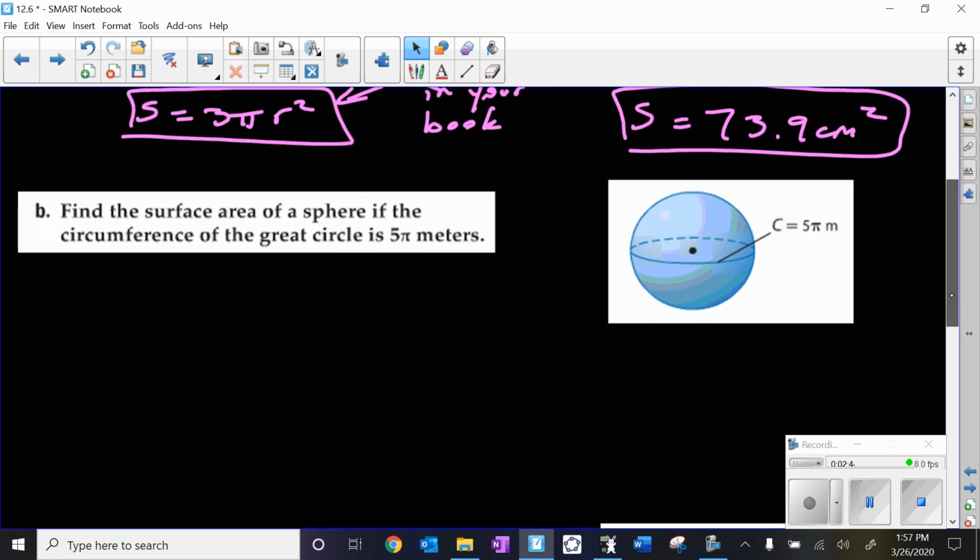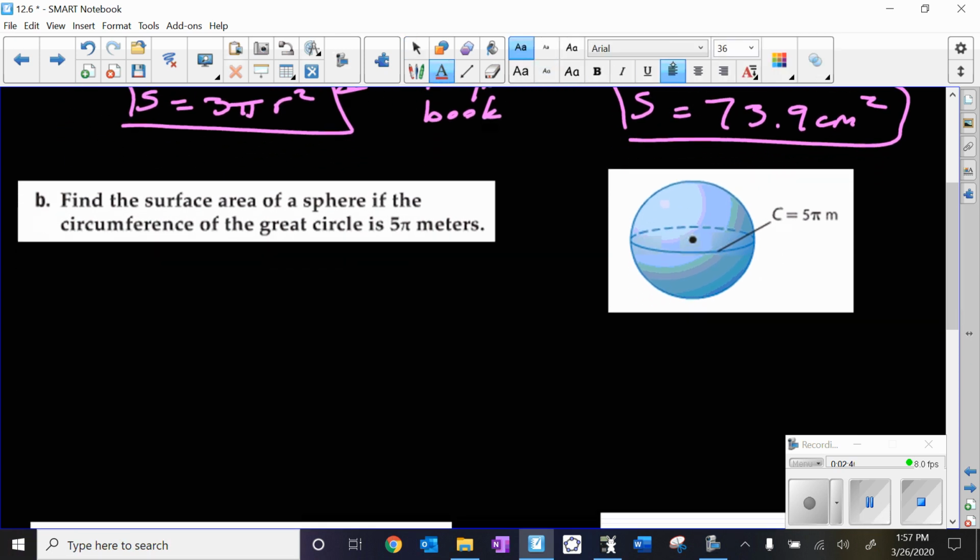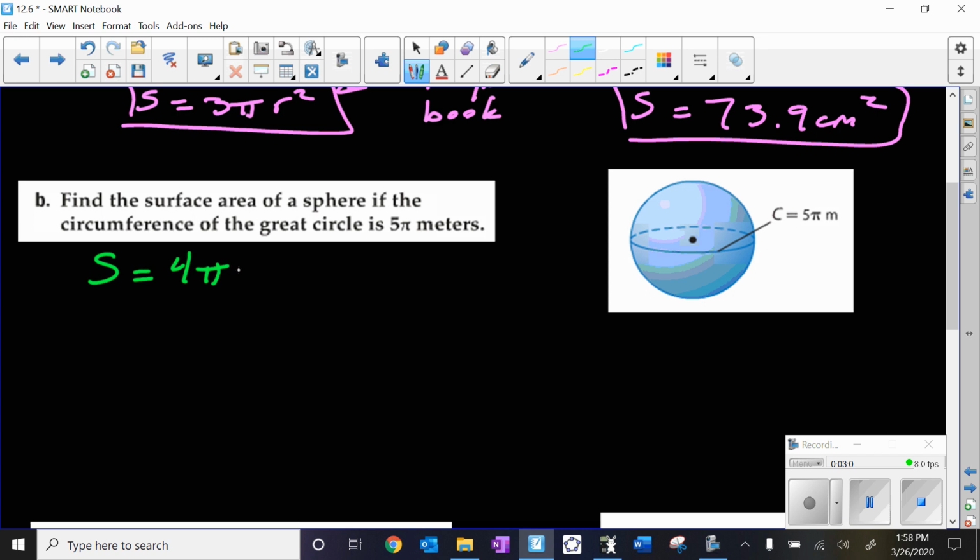The second one wants us to find the surface area of a sphere if the circumference of the great circle is 5 pi meters. So now I want to find the surface area of an entire sphere, so I'm going to write that down first. I want 4 pi r squared, since it's an entire sphere, not a hemisphere. I need to find r, but they only give me the circumference of the great circle. So you need to think back. To find circumference, it is 2 pi r.